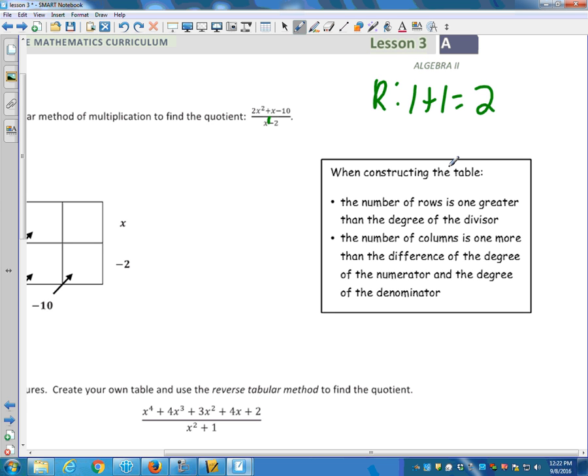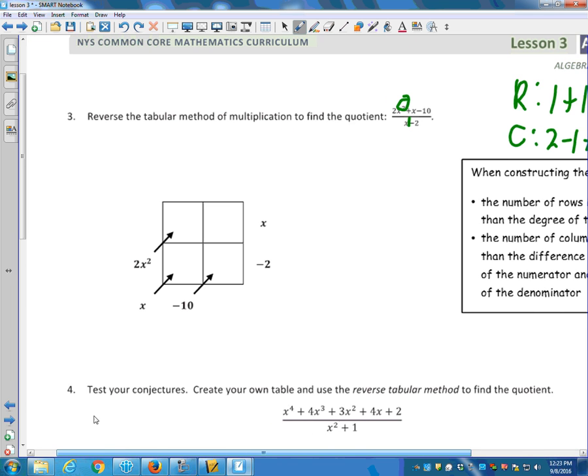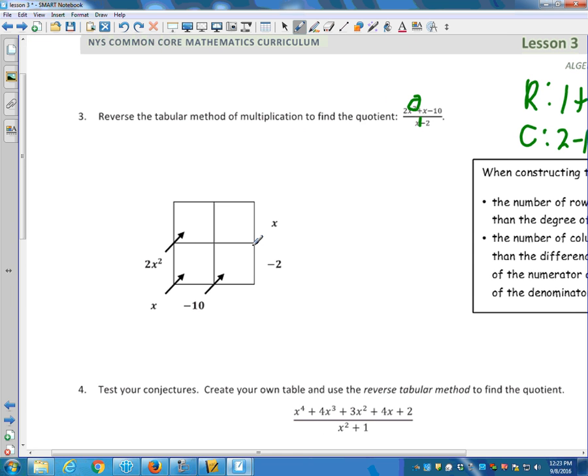The number of columns is 1 more than the difference between the degree of the numerator and the degree of the denominator. In this problem, what's the degree of the numerator? 2. The highest exponent. Numerator's on top. What's the degree of the denominator? 1. So the columns are 2 minus 1 plus 1, which is 2. And you're going to need to set up a 2 by 2, which is what is set up here. But that's the only time they're going to set it up for you. You need to be able to do this.